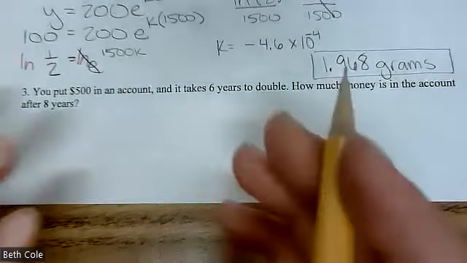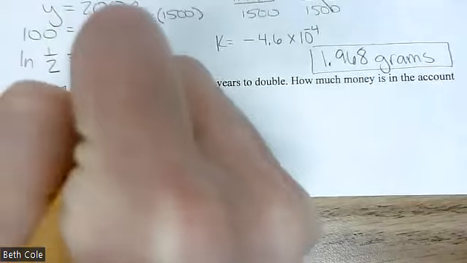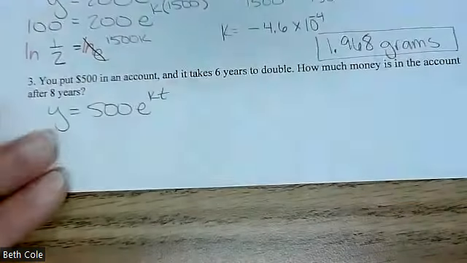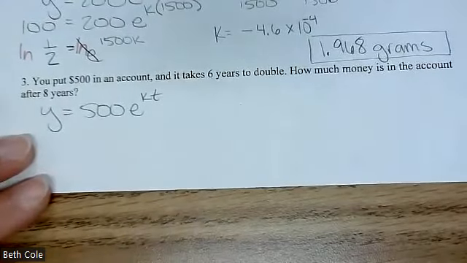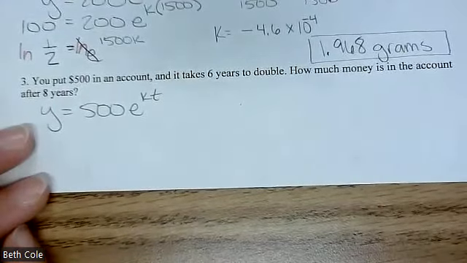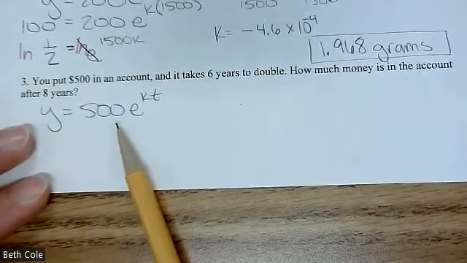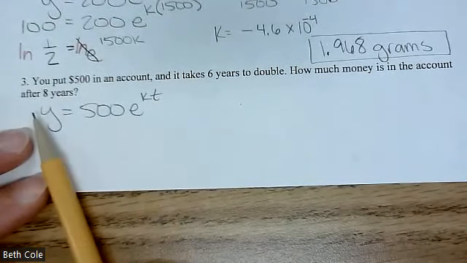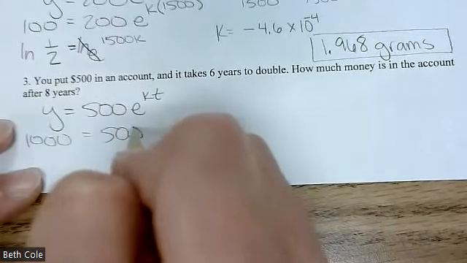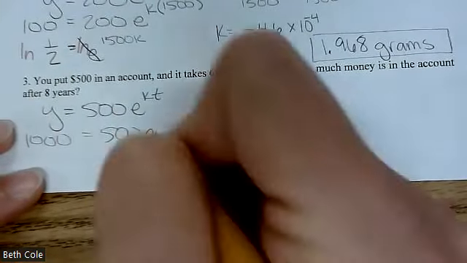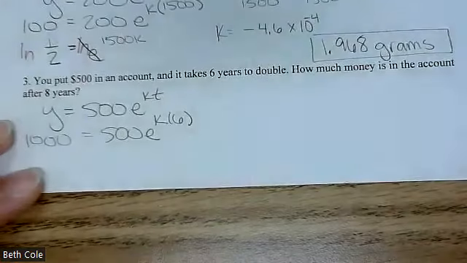Okay. So you put $500 into an account. That's your initial amount. So y equals 500 e to the kt. It takes 6 years to double. I know it's not written in the problem, but if you started with $500 and it doubled, what do you now have? 1,000. So it's 1,000 equals 500 e to the power k times 6. And then you solve that.